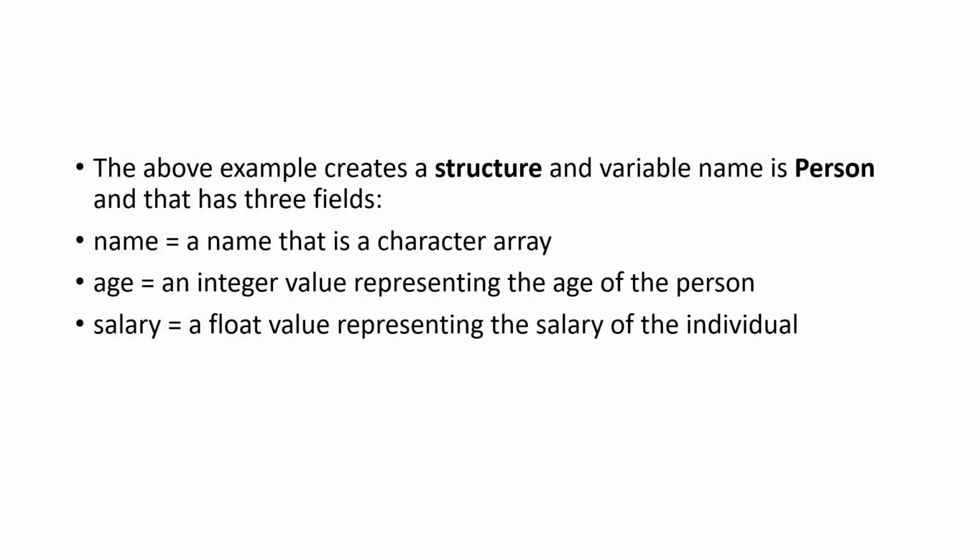In the above example, we create a structure, and the variable name is person, which has three fields: name, age, salary. Name is a character array. Age is an integer value which represents the age of a person. Salary is a float which represents the salary of individuals.